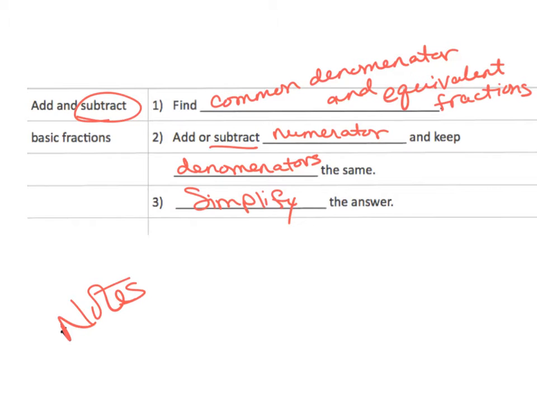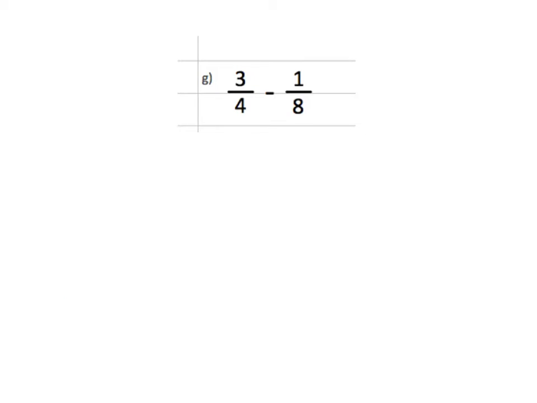So let's do some examples. 3/4 minus 1/8. Remember, we're going to do 3 steps. So the first one is finding common denominators. Our common denominator would be an 8. So 1/8 is just going to stay the same. 4 times 2 gives us 8, so 3 times 2 gives us 6.